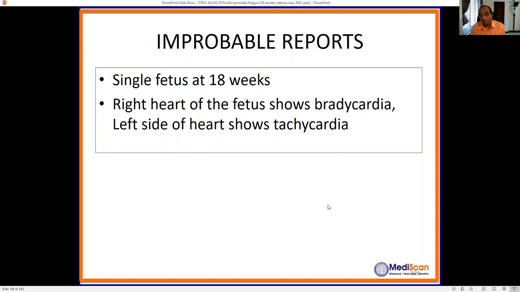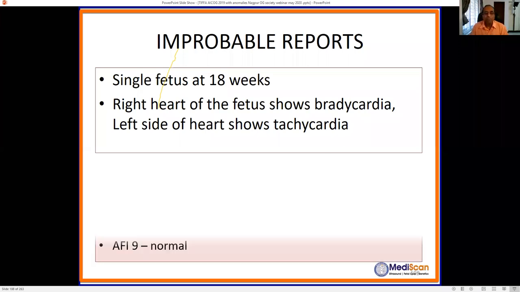Now, the other thing is the improbable report. Single fetus, 18 weeks. Right heart of the fetus shows bradycardia and left heart shows tachycardia. This is actually a report which came from a scan center and was done by a qualified person. So please remember, and we just need to stay cardiac episode.